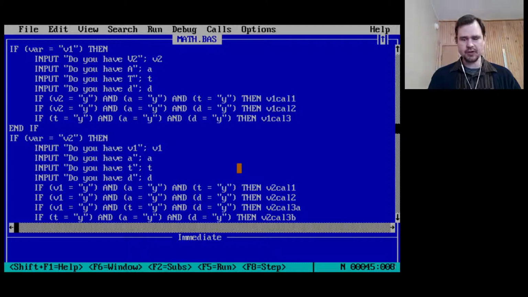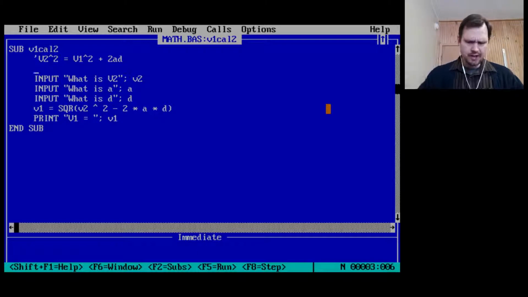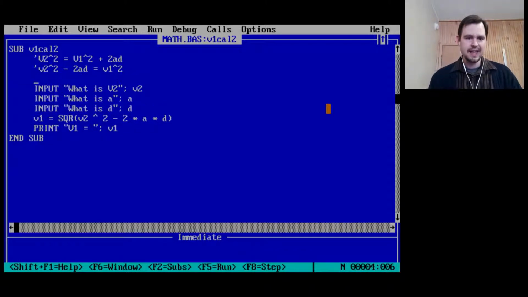If you want to find out, that was only the first way to calculate it. So this is the second way. You could actually use v2 squared equals v1 squared plus 2ad. So you have to do a few different things here. You have to isolate v1 squared. So you can say v2 squared minus 2ad equals v1 squared. Bring that 2ad over to the other side. And then you can take the square root of the whole stinking mess.